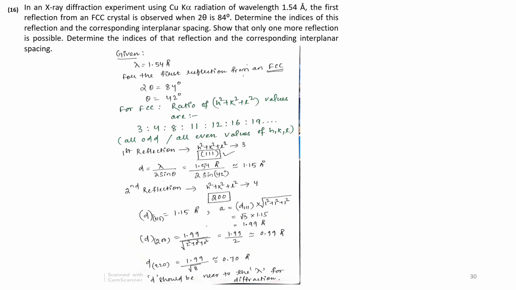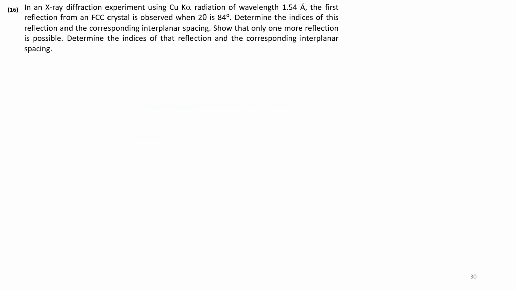Okay, so see here, an X-ray diffraction experiment using copper K alpha radiation of wavelength 1.54 angstrom. The first reflection from an FCC is observed when 2 theta is 84 degrees. Determine the indices of the reflection and the corresponding interplanar spacing. Show that only one more reflection is possible. Determine the indices of the reflection and the corresponding interplanar spacing.